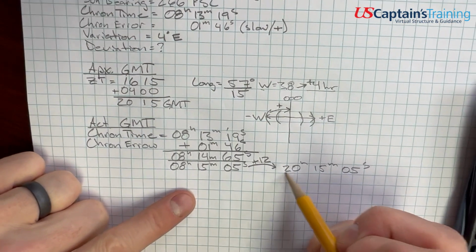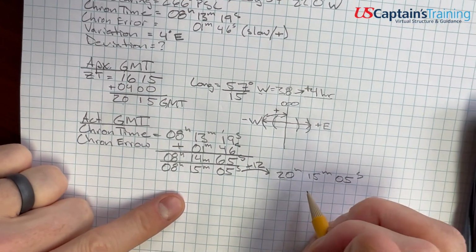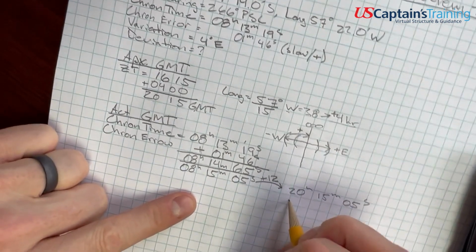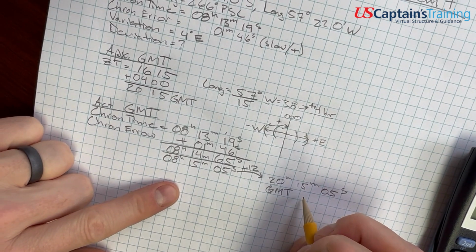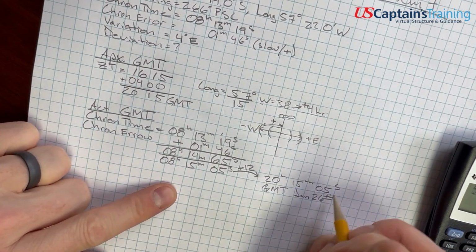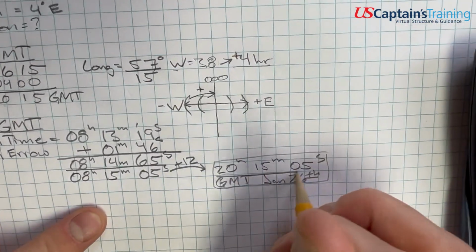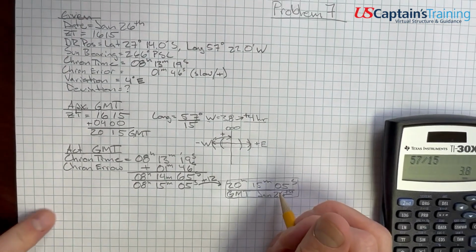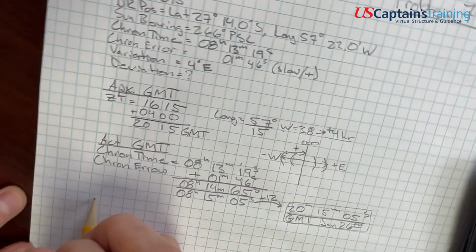Now we're lined up. 20 hours and 20 hours, 15. Okay, so this is our GMT, and we're in the same day, January 26th. Good. There's our GMT. 20 hours, 15:05. With that GMT, we can go ahead and find the Greenwich hour angle, or GHA.